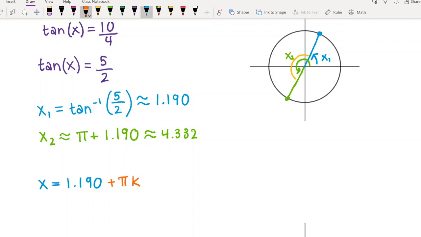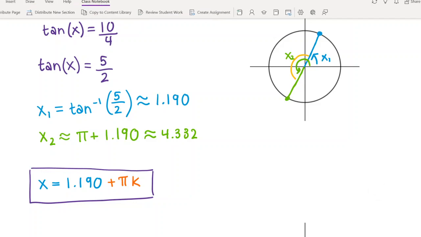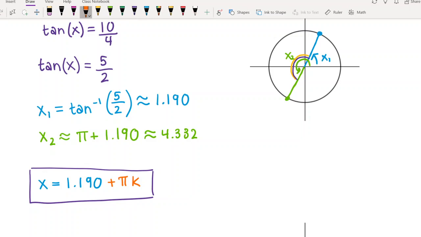So why is that a sufficient answer? Why don't you have to write down both of them? Well, if you take the original angle, the blue one, and add pi, you get the green one. If you add pi again, you're back to being coterminal with the blue one. If you add pi again, you're back to being coterminal with the green one, and so on. So by saying plus pi k, that's going to give you all of the angles that are coterminal with both of those two angles.